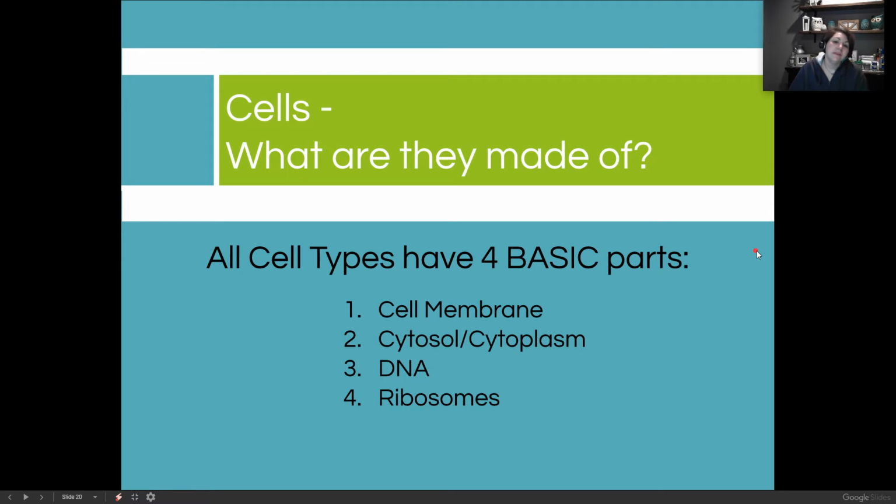Now, the second thing that we're going to look at is what cells are made of. We'll really get into the organelles of cells and review what you learned in middle school a little later. But for right now, we're going to focus on what all cells have. So, all cells have four basic parts. They have the cell membrane, what we call the cytosol or the cytoplasm, DNA, and ribosomes. So, let's remind you of what these four things are.